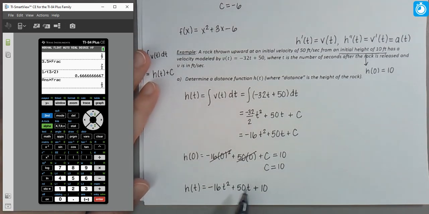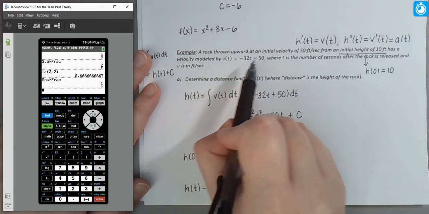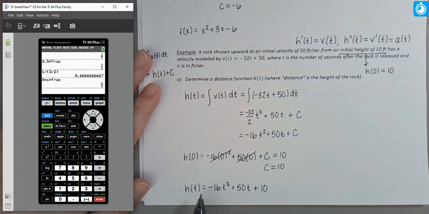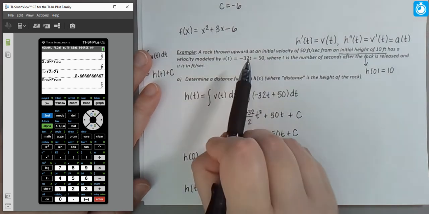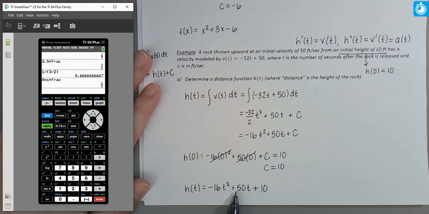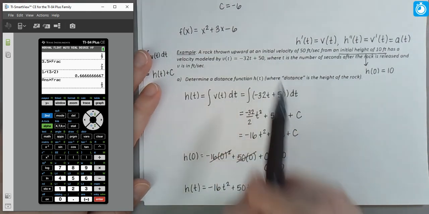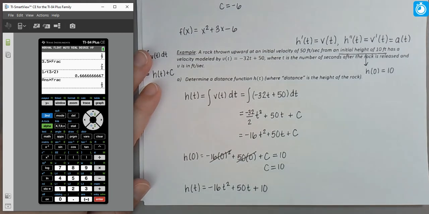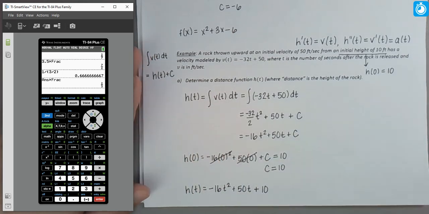If we were to differentiate this function, take the derivative of the height function, the result should be the velocity function. So let's imagine differentiating this one. We would use the power rule, so bring down the 2, which gives us a negative 32, and decrease the exponent by 1, hence negative 32t. If we differentiate 50t, that differentiates just to 50, hence the 50, and we differentiate 10 and it goes to 0. So that confirms that this would be the function we want that differentiates back to our velocity function.